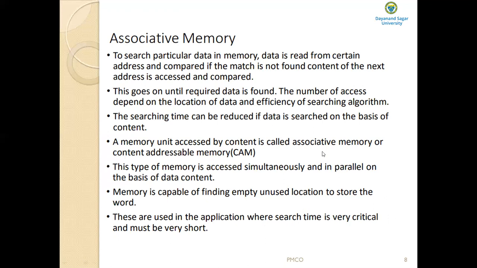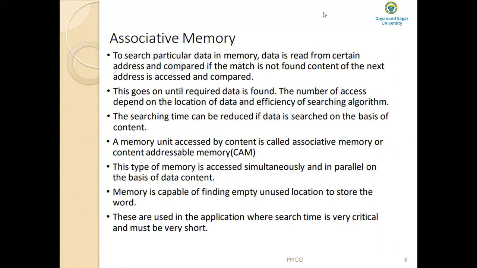Next, the associative memory. An associative memory is a concept in the main memory itself. To search a particular data in memory, what is the procedure? Data is read from a certain address and compared. If a match is not found, the content of the next address is accessed and compared. This goes on until the required data is found. The number of accesses depends on the location of data and the efficiency of the searching algorithm.